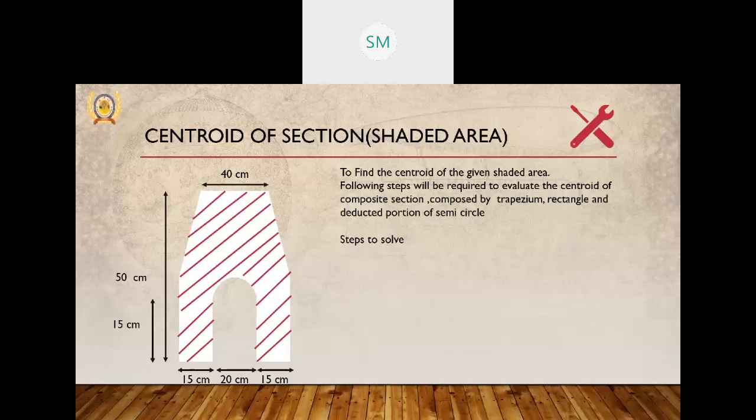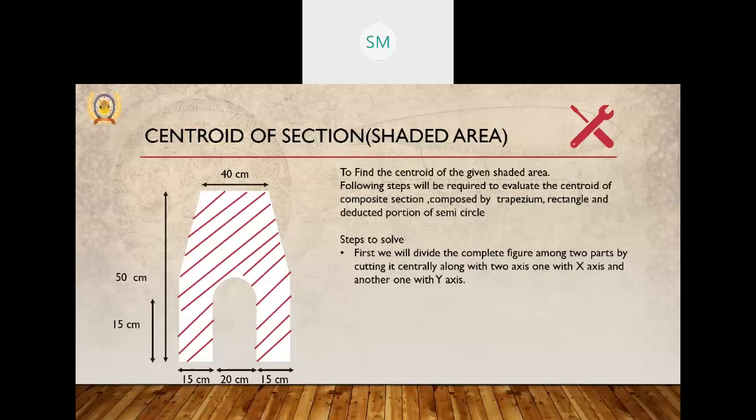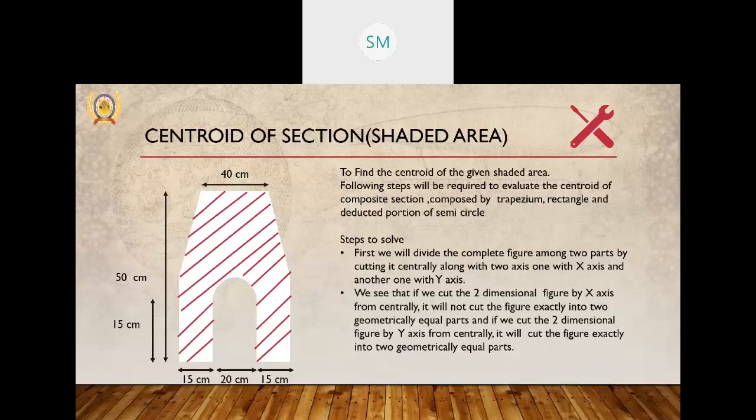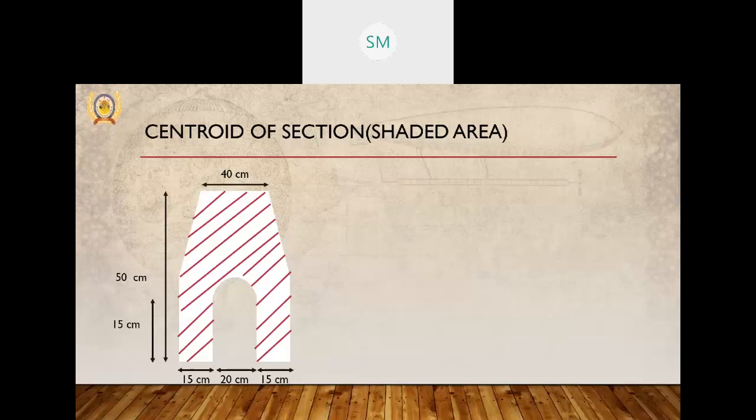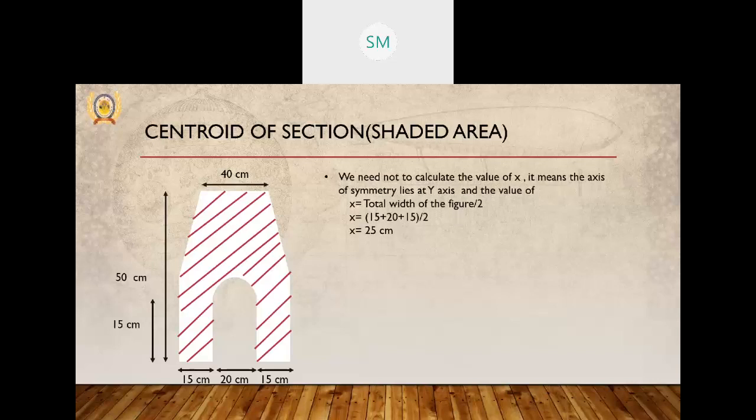So to solve this problem, we divide the figure into two parts, cutting it centrally along the two axes, x and y axis. We see that along the y axis, it is symmetric. It divides into two parts if we cut it centrally from the y axis. But if we do it with the x axis, it will not divide the figure into two parts. So x bar will be the total width of the figure divided by 2. That is 15 plus 20 plus 15, the total width of the figure, divided by 2.